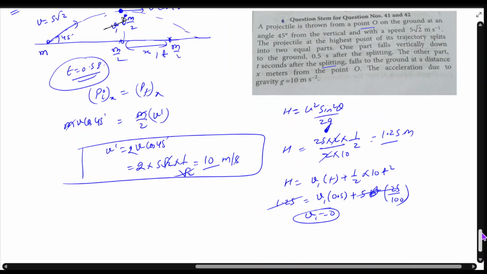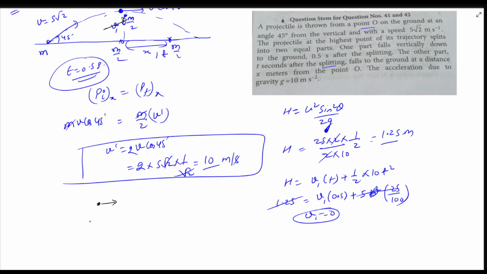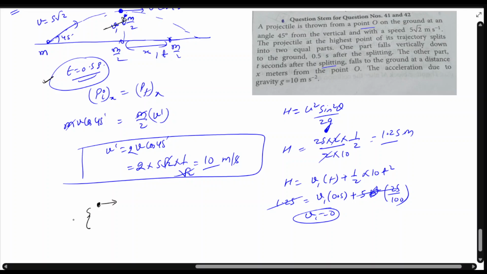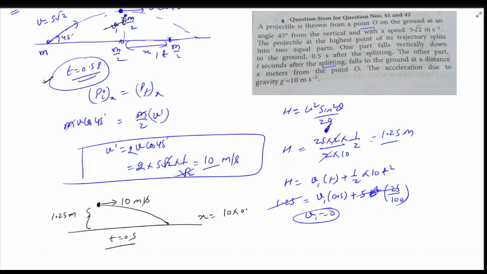Right. Now the question is very simple. We have a particle. It moves like this. So look, t we get 0.5 seconds. Right? And if this is a particle, it is also at a height 1.25 meter, right? And it moves like this. So again, the time will be same for this, and its velocity is 10 meter per second. So x will be simply 10 into 0.5. So it will be 5 meter. So x is 5 meter.